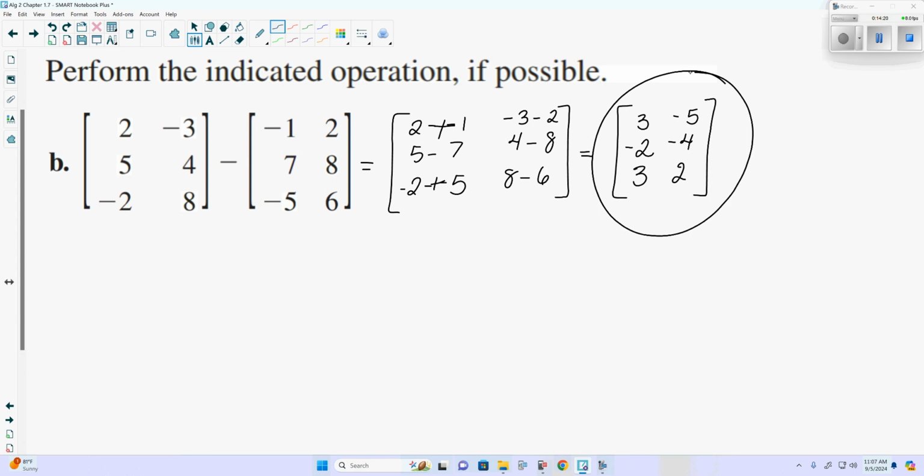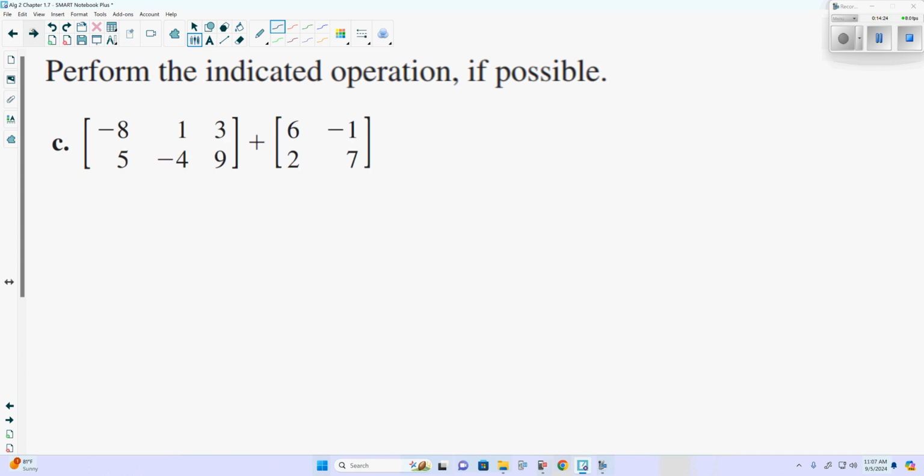There's a 2 by 3 and a 2 by 2. How would you do that?